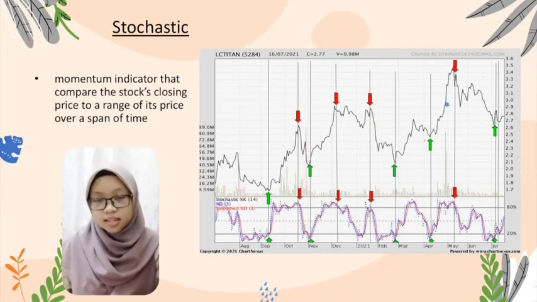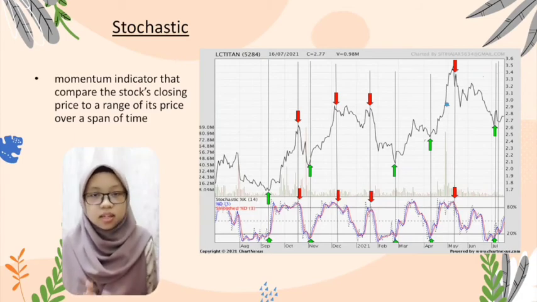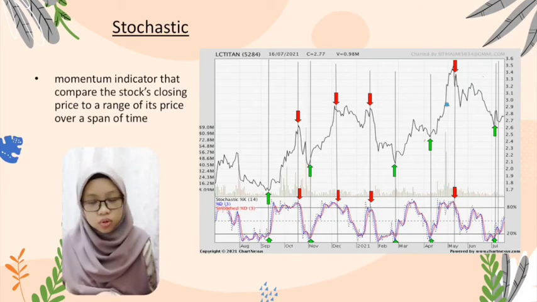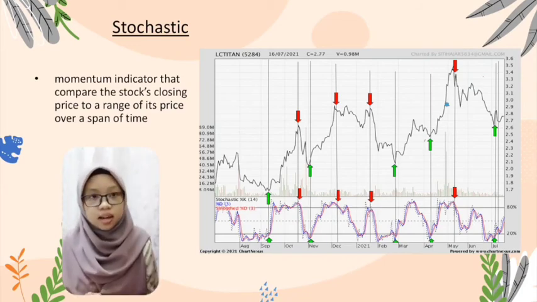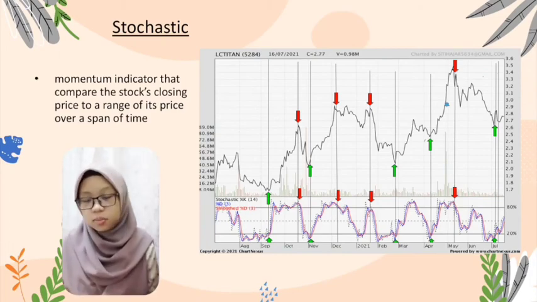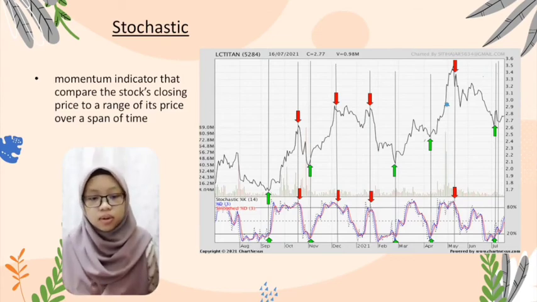Moving on, stochastic is an indicator that compares the stock closing price to a range of prices over a time period. In stochastic, there is an overbought area above 80, an oversold area below 20, the K line, which is the fast and more sensitive indicator, and the D line, which is the slow one and takes more time to turn. The green arrow indicates a buy signal as the K line is above the D line in the oversold area, while the red arrow shows a sell signal because the K line is below the D line and in the overbought area.